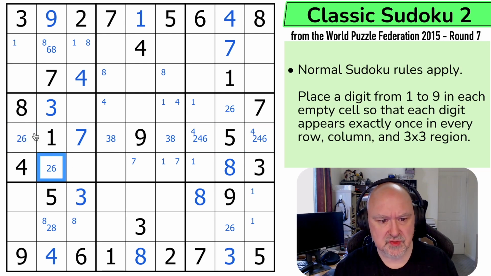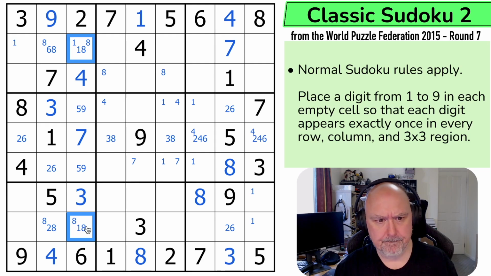So this is a 2-6 pair in the box. So these can't be 2 or 6. So they're not 1, 2, 3, 4. This is 5, 9. This is a 5-9 pair. So this is now a pair. This is a 1-8 pair, I think. Yeah, that's a 1-8 pair. Interesting.